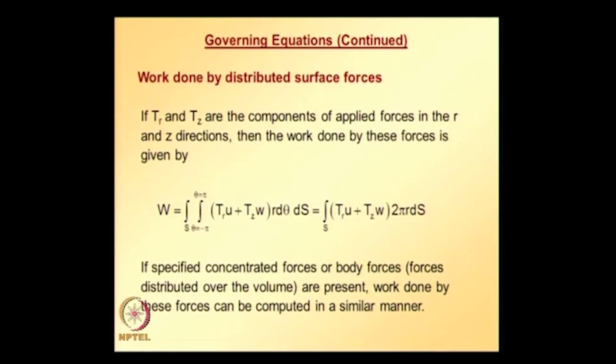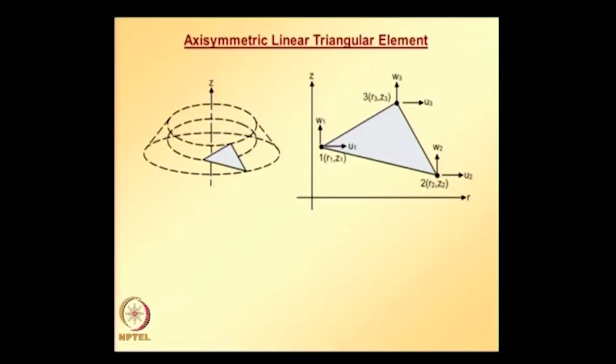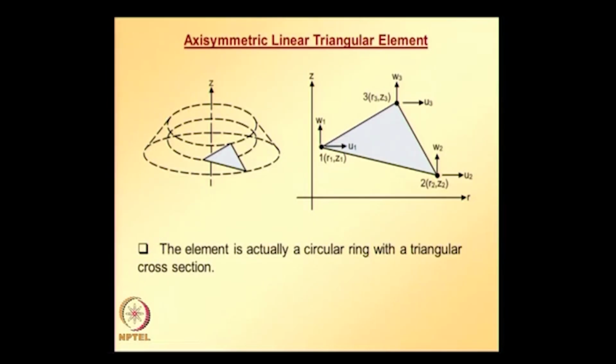So, with these definitions, let us develop equations for a triangular element, an axisymmetric linear triangular element. A typical triangular element is shown here. The element is actually a circular ring with triangular cross section, and the differential equation involves displacements in the r direction and displacement in the z direction.